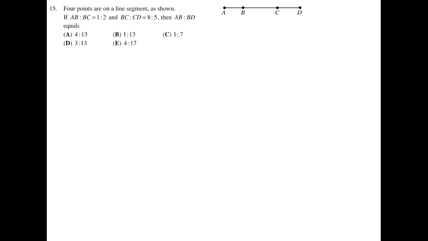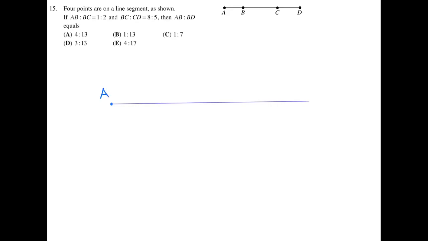4 points on a line segment as shown. If AB to BC, the ratio is 1 to 2, and BC to CD is 8 to 5, what is AB to BD? Okay, let's draw this out a bit bigger.